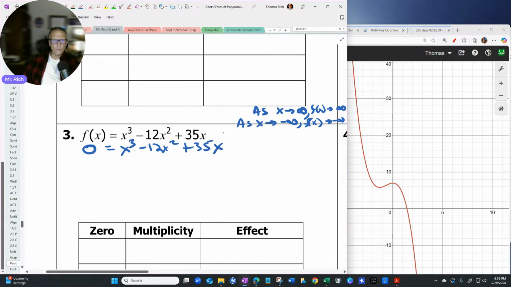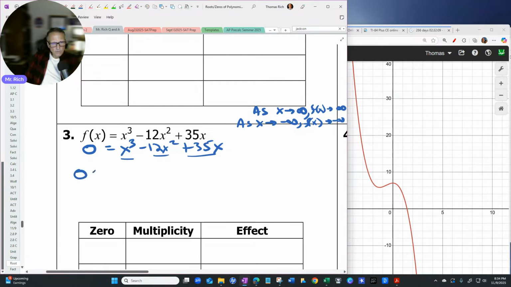Now, this polynomial is pretty easily factorable. As you get a little bit further into this unit on polynomials and the degrees get higher, they're going to be harder to factor, and you'll have to use some other techniques, one of them being long division, or what we call synthetic division, which is coming down the road in a couple of weeks. But this one's easy to factor because it has a greatest common factor between all three terms. That is an x.